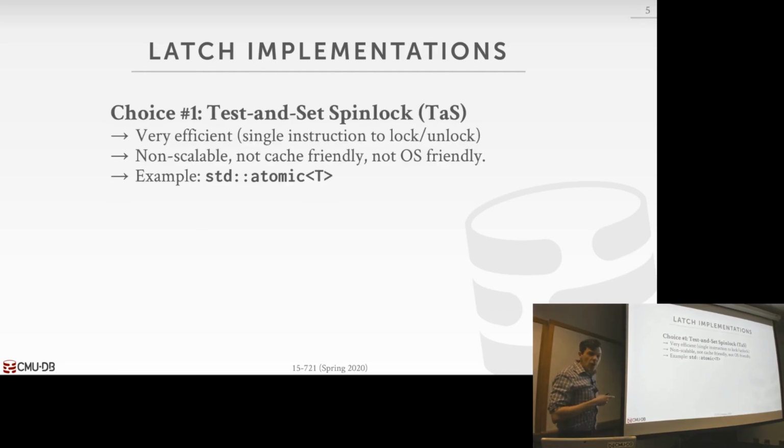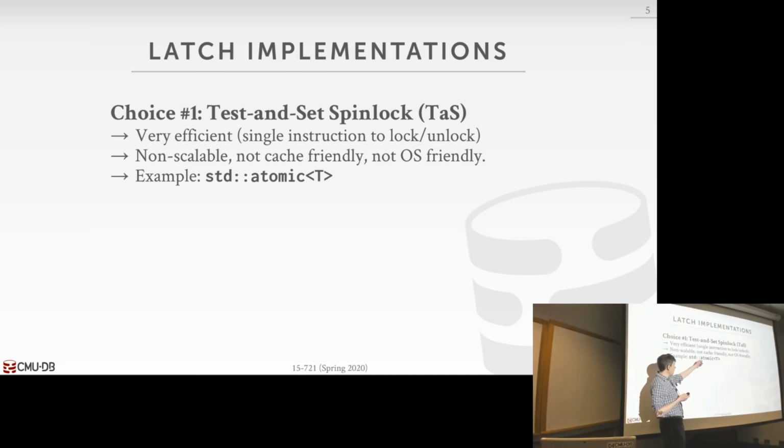So the simplest way to implement a latch is the test-and-set spin lock, or the test-and-set spin latch. All it is is some chunk of memory, like a single byte or 64 bits, that we test to see whether it's set to 0. And if it is, then in a single compare-and-swap instruction, we set it to 1, meaning we've acquired the latch.